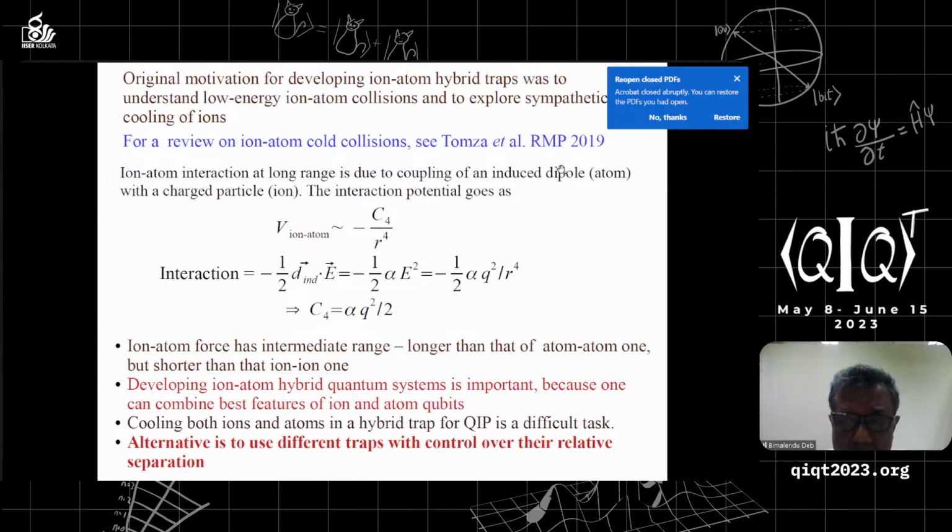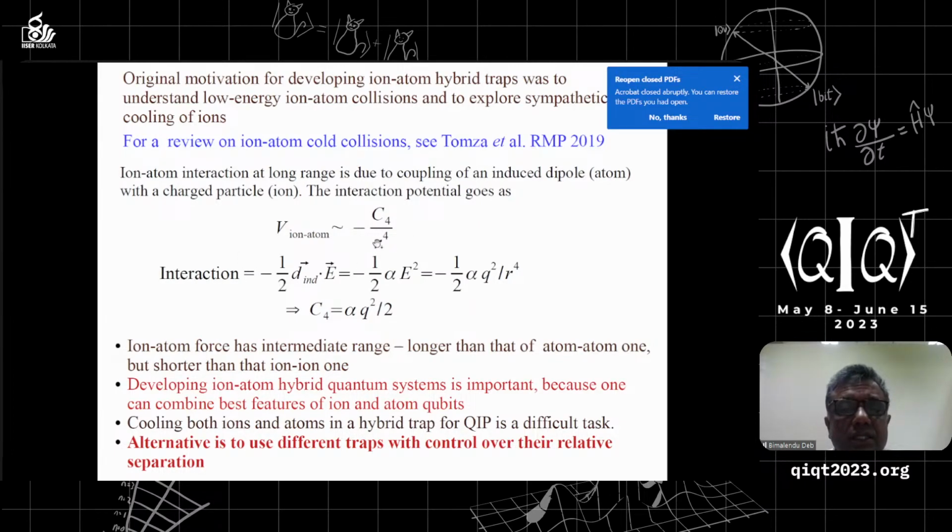Ion-atom interaction at long range is basically due to coupling of an induced dipole. The ion creates an electric field, and this field will then polarize the atom. So the interaction potential at long range goes as minus C4 by R to the power 4. The negative sign means it is an attractive interaction potential, and C4 is a positive coefficient.